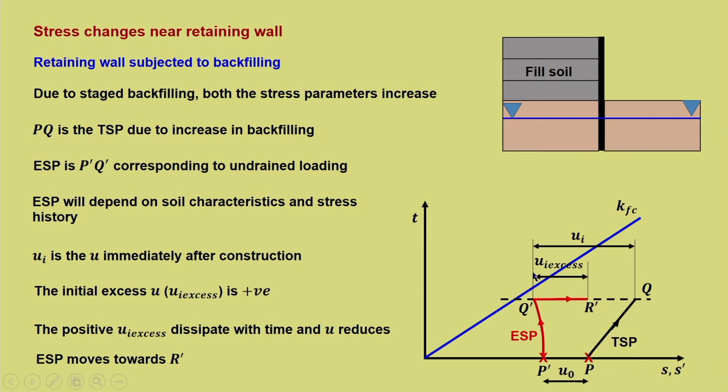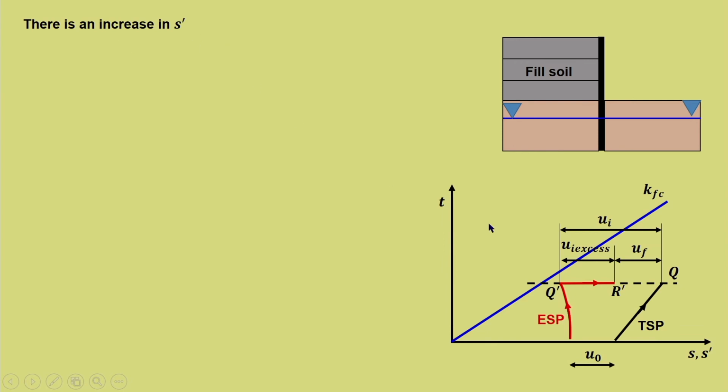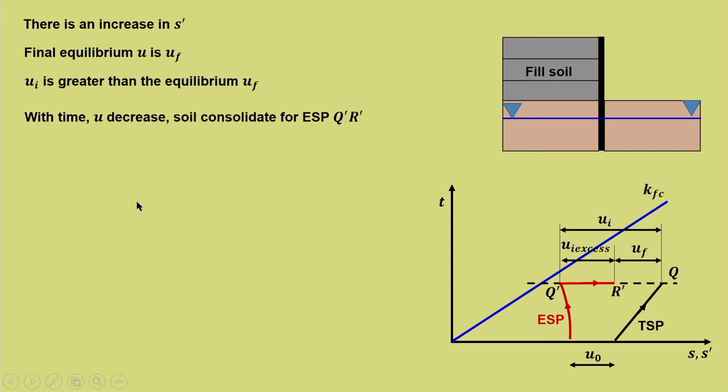So, UI excess, so this much excess water pressure gets dissipated and then it reaches a final equilibrium pore water pressure which corresponds to this value. So, that UF is the final equilibrium pore water pressure, which is equal to U naught because we have considered a submergence condition. There is an increase in S dash, yes, it is increasing. So, the final equilibrium pore water pressure is UF. UI, you can see that it is greater than UF because the excess pore water pressure is positive. With time U decreases, and the soil consolidates for ESP Q dash R dash.